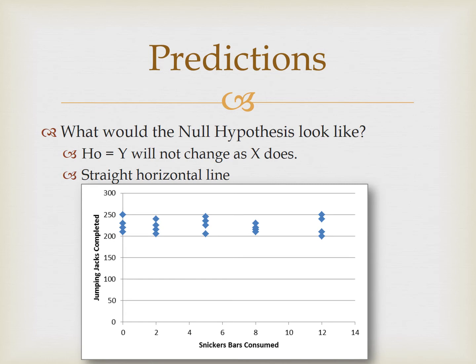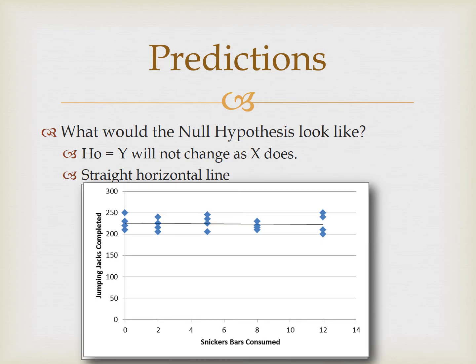If we were to fit a line in between all of these data points, because they don't look like they're changing a whole lot, it would look like a straight line, meaning that every value, no matter how many Snickers bars we consume, seem to fit right around 225 jumping jacks. That means that there's no relationship between consumption and the jumping jacks, and that's exactly what our null hypothesis would describe.